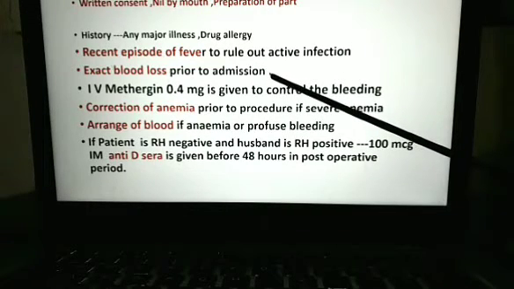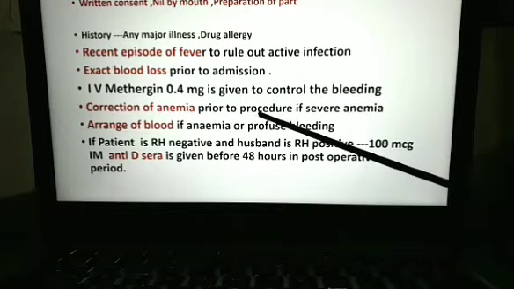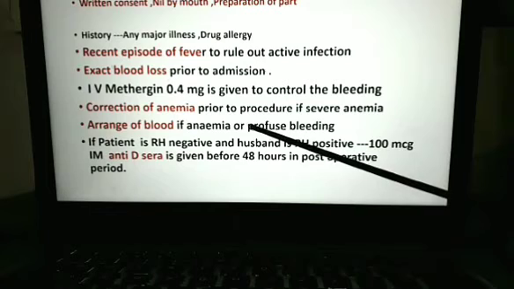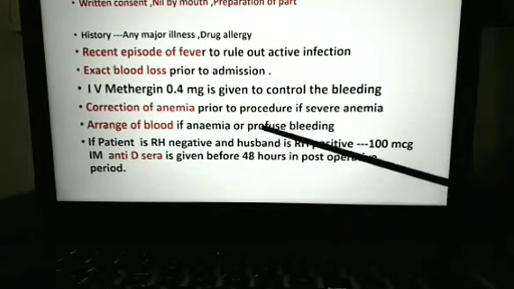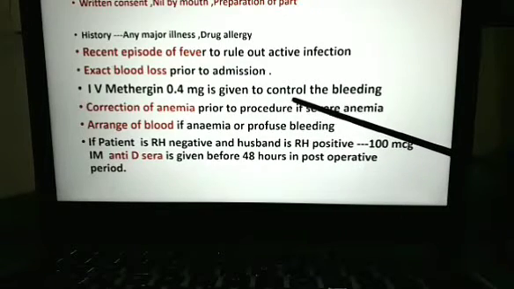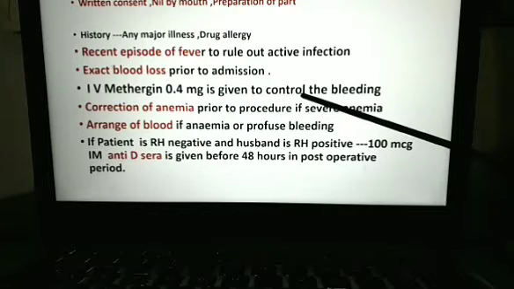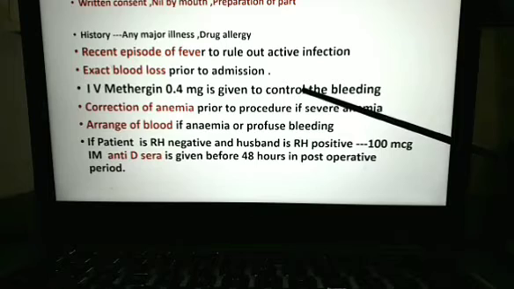So, if the patient is already anemic, first correct the anemia with the help of blood transfusion, or at least arrange for blood transfusion, and during or after the procedure blood transfusion should be given. IV methergine 0.4 milligram is given if the patient is bleeding profusely and there is time for evacuation. So during the transport of the patient, IV methergine 0.4 milligram will help to control the bleeding.